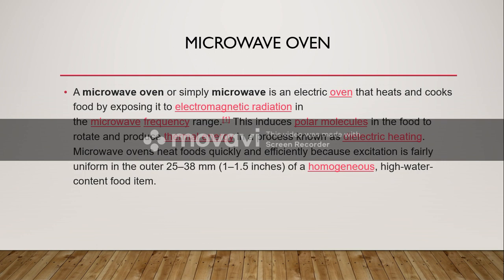A microwave oven, we everyone know about a microwave oven, is an electric oven that heats and cooks food by exposing it to electromagnetic radiation in the microwave frequency range. This causes polar molecules in the food to rotate and produce thermal energy in a process known as dielectric heating. Microwave ovens heat foods quickly and efficiently because the excitation is fairly uniform in the outer 25 to 38 mm of a homogeneous, high water content food item.